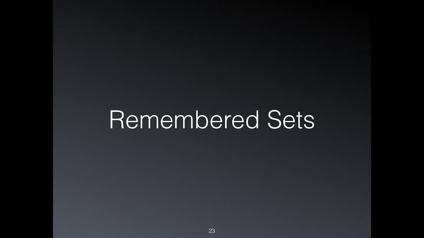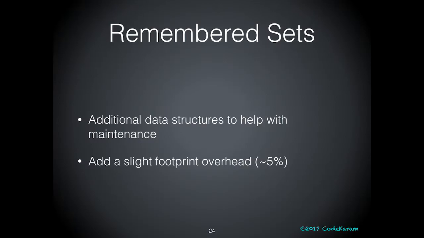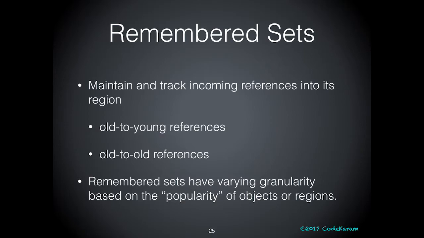There's a data structure called remembered sets, okay? It's used for maintaining and tracking incoming references. It adds an overhead. So when you're comparing footprint between CMS and G1, you'll definitely see an additional overhead in footprint, and that's because of this. If I'm a region, I have my own remembered set, and similarly, every other region has its own remembered set. The job of my remembered set is to know incoming references to me. That's all it does: maintain and track incoming references to me.